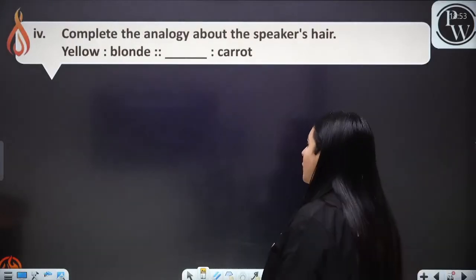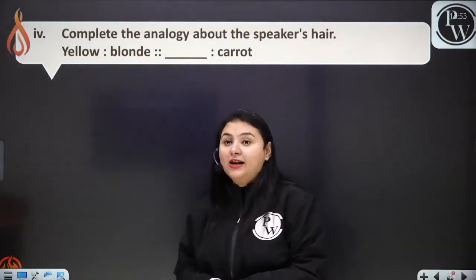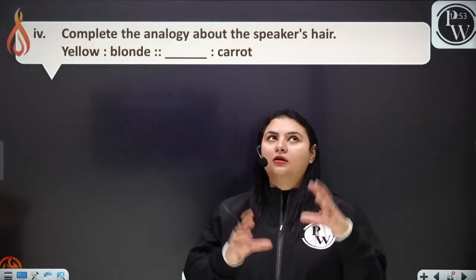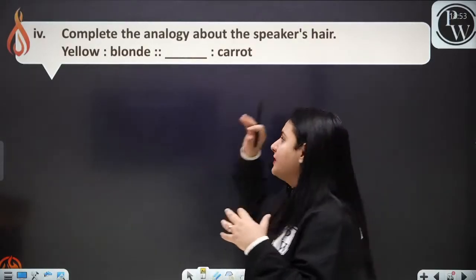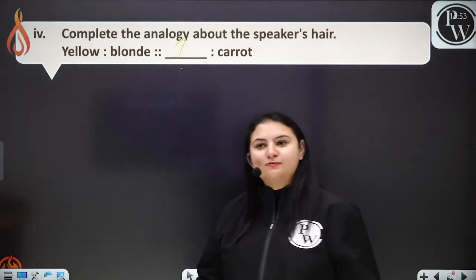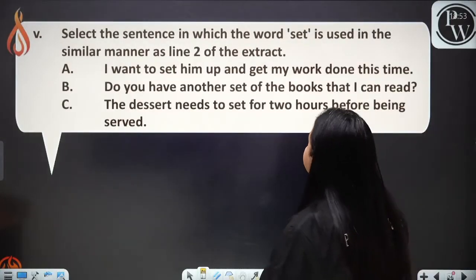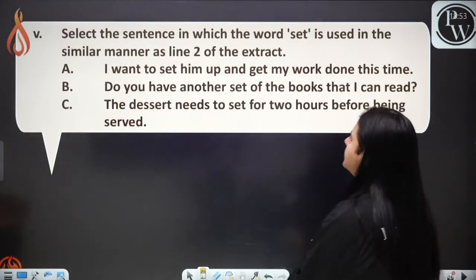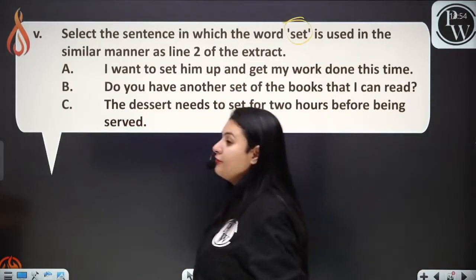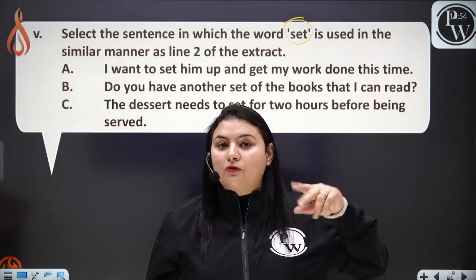Now, the fourth question, complete the analogy about the speaker's hair. There is an analogy: blonde is for yellow hair, and what is carrot for? Which color we are talking about, although we have discussed it, you can tell this easily. Now, the fifth question, select the sentence in which the word set is used in a similar manner as line 2 of the extract. As you can see, if you have seen your sample paper, there are two types of questions.